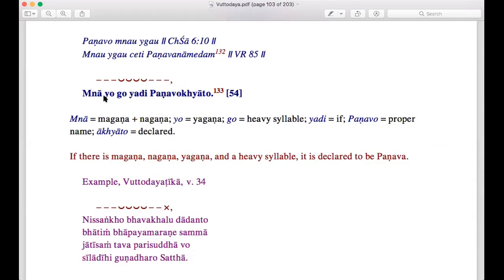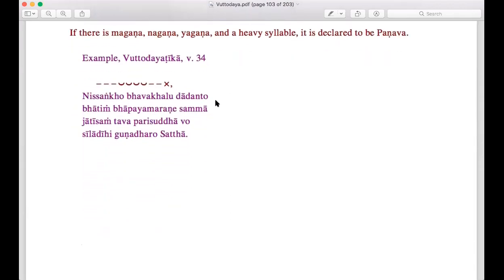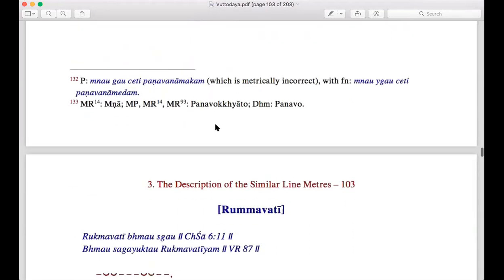So na is garu, yo garu, go garu. This is a magana. Yadi pa is the nagana. Na wo kya is the yagana, and to is the heavy syllable. So this is the Panava verse, and there is an example from Vuttodaya Tika. Nisankho bhava khalu da danto bhating bhapaya marane samma jati sangtava parisuddha vo Sīlādihi gunadharo sattha. This is the example for Panava.